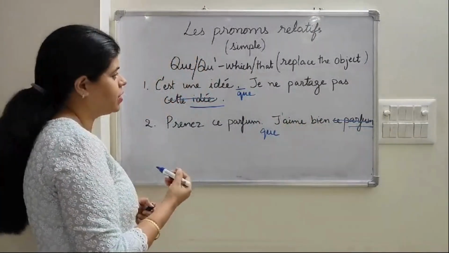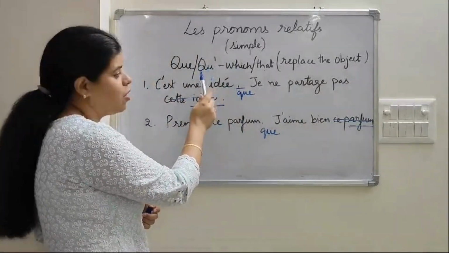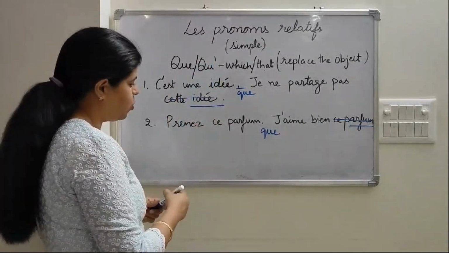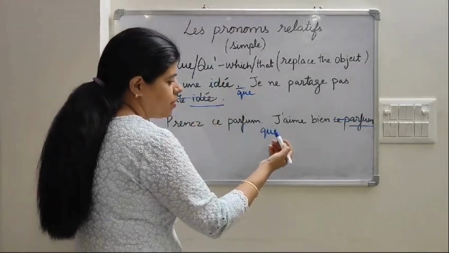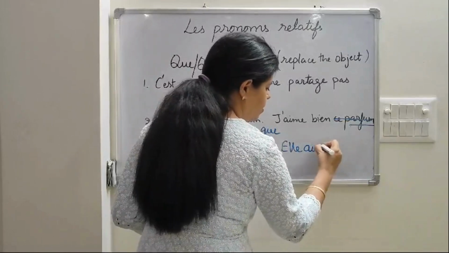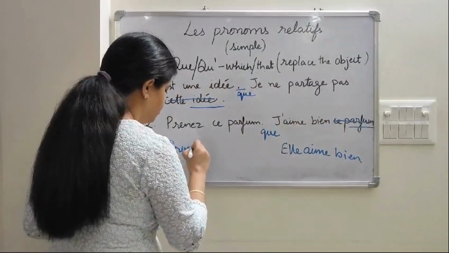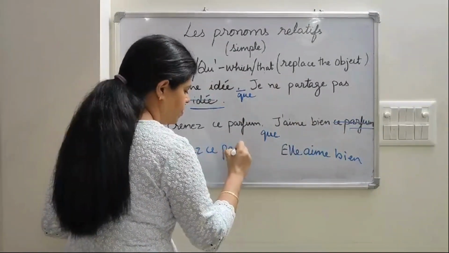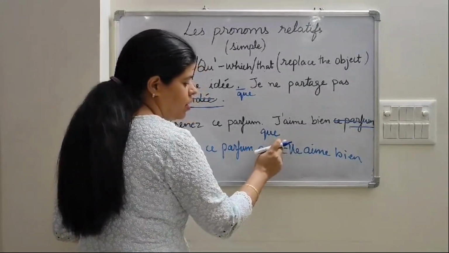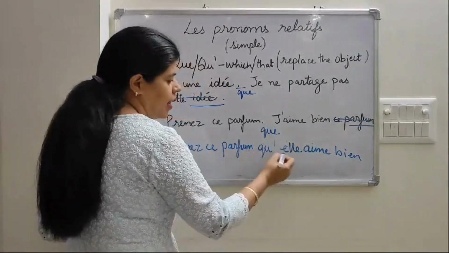And one more thing, whenever my subject begins with a vowel, I have to use qu' with an apostrophe instead of que. For example, if it was prenez ce parfum, elle aime bien, then it would have been prenez ce parfum qu'elle aime bien, because here my subject is beginning with a vowel, so I'll use qu' with an apostrophe.